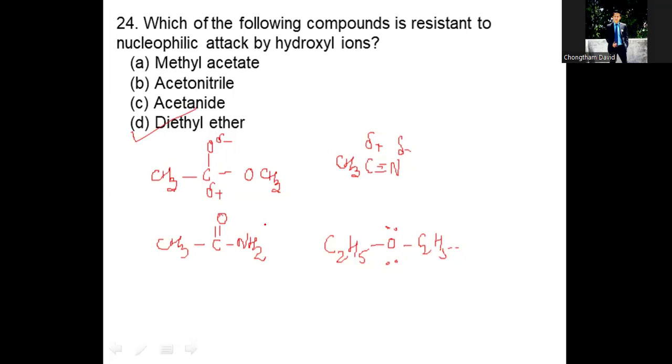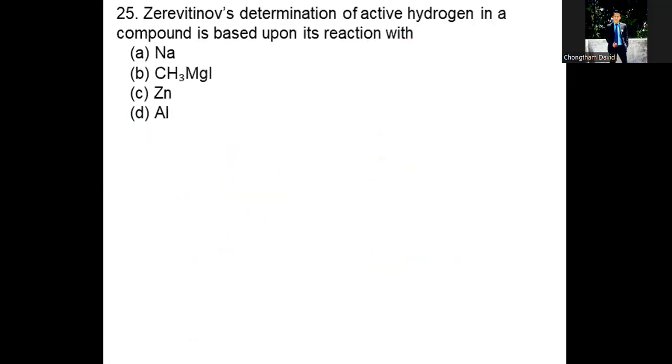Clear? Let us see question number 25. Yeah, this will be a little weird. Yeah, the name itself is scary, right? I can't even spell it correctly. Zerewitinoff determination of active hydrogen in a compound is based upon its reaction with: you're given sodium, Grignard's reagent, zinc, and aluminium. So the number of active hydrogens in a compound corresponds to the number of moles of methane evolved per mole of the compound. That you should know.